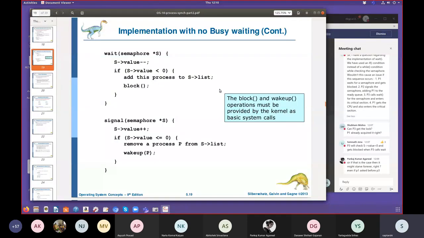So I think that your question has more to do with how block and wake up are implemented. Okay, Pankaj is saying if that is the case, then it might starve forever. So, okay, this is not called starvation. So, okay, fine. It might be, yes.